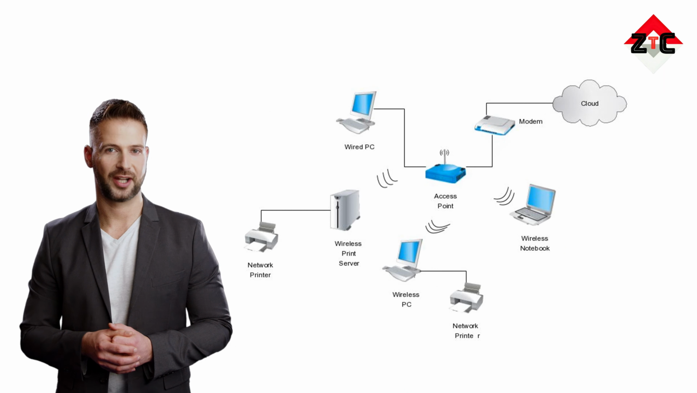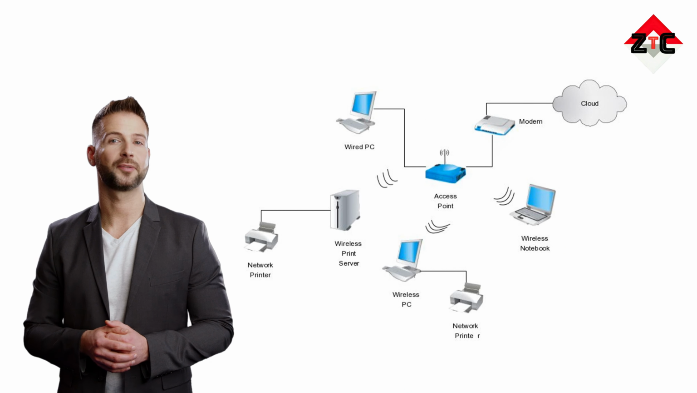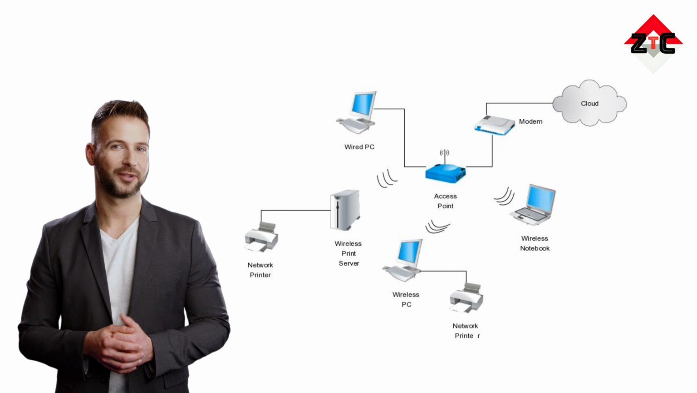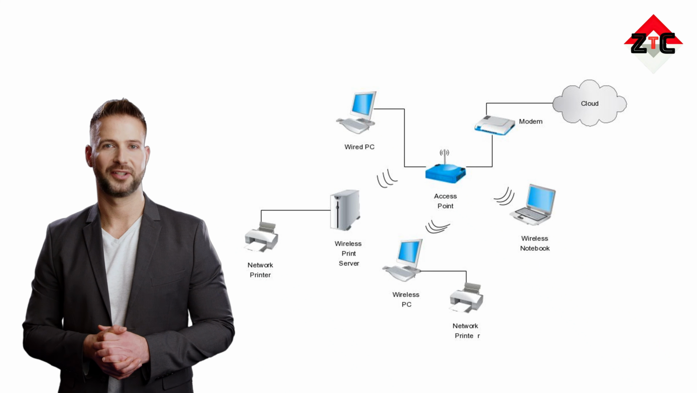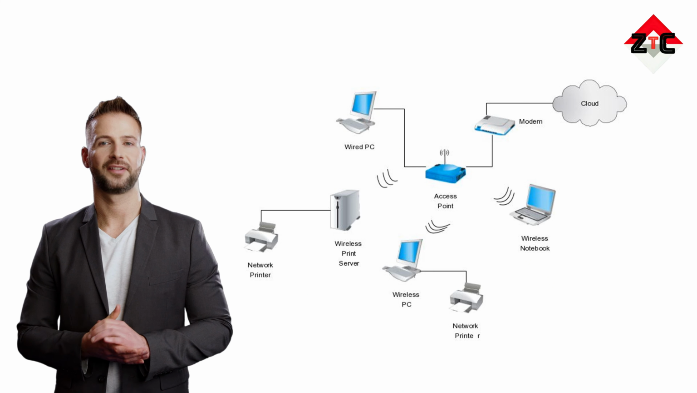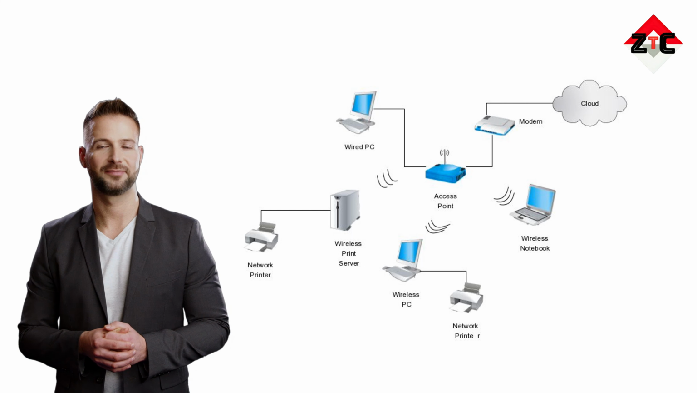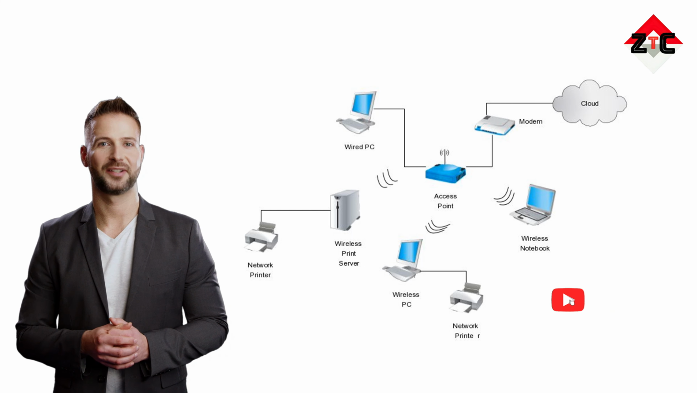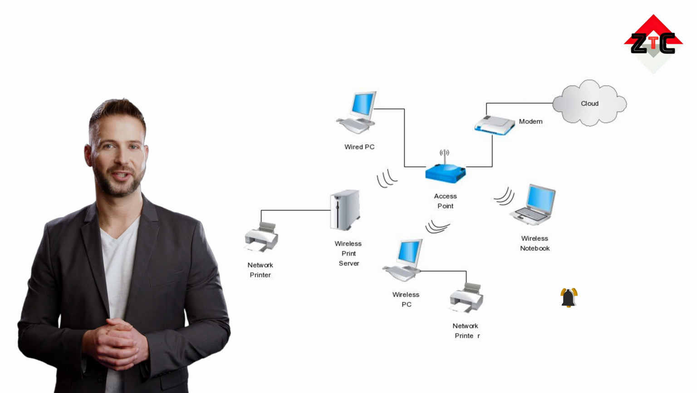How does a WAP work? When you connect a WAP to a network, it creates a wireless local area network, WLAN, by broadcasting a wireless signal. This signal can be picked up by compatible devices within its range. When you want to connect to the network, you simply need to select the appropriate wireless network name, service set identifier, SSID, and enter the password if required. The WAP then acts as a bridge between the wireless devices and the wired network, allowing data to flow between them.